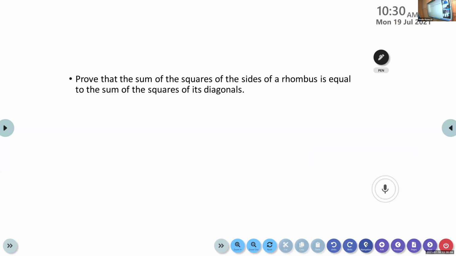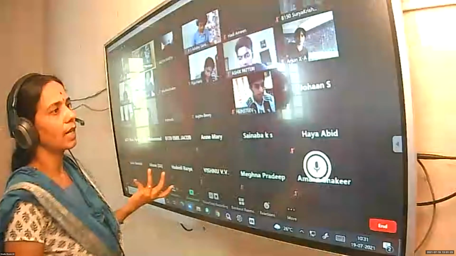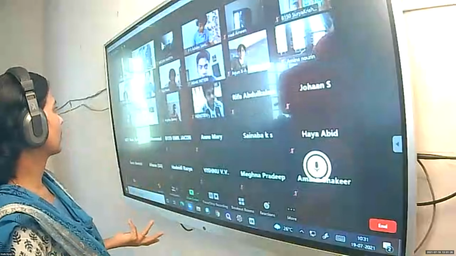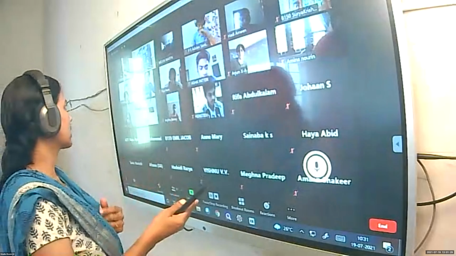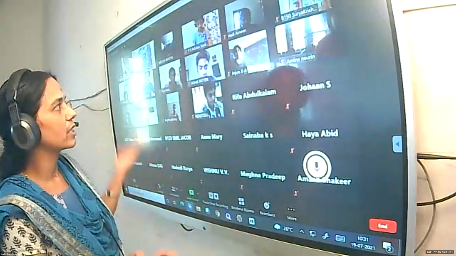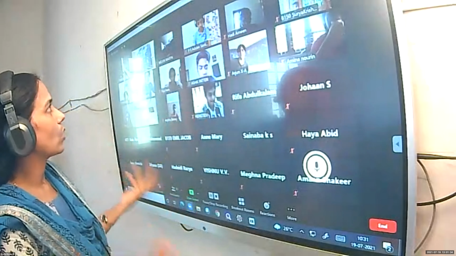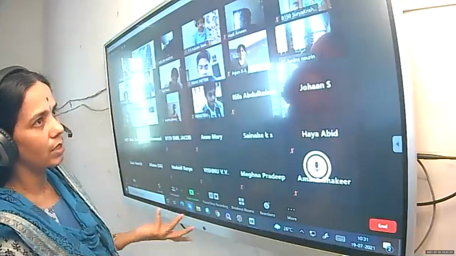Prove that the sum of the squares of the sides of a rhombus is equal to the sum of the squares of the diagonals. Okay, so it's the statement. If you are thorough with the statement, and these questions are asked, you can answer it. Sometimes it will be given like this: in which of the quadrilaterals is the sum of the squares of the sides equal to the sum of the squares of the diagonals? 4 options will be given. Is it clear?